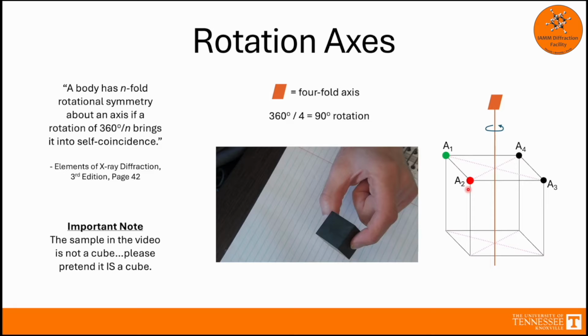I've just included the top atoms here, at each corner. Here we have the rotation axis going straight through the top and bottom, to the centers of the top and bottom faces. Sometimes the symbol is represented as a parallelepiped, sometimes it's a square, but this indicates a 4-fold axis. Because it's a 4-fold axis, n equals 4, so 360 divided by 4 means that we need a 90-degree rotation to bring everything back into coincidence.